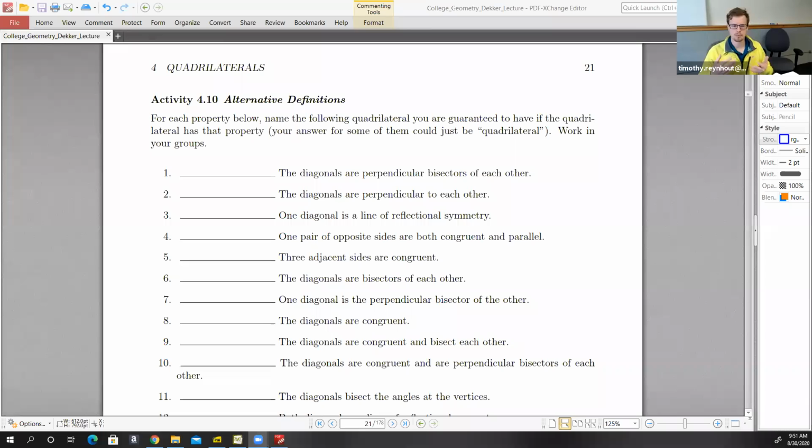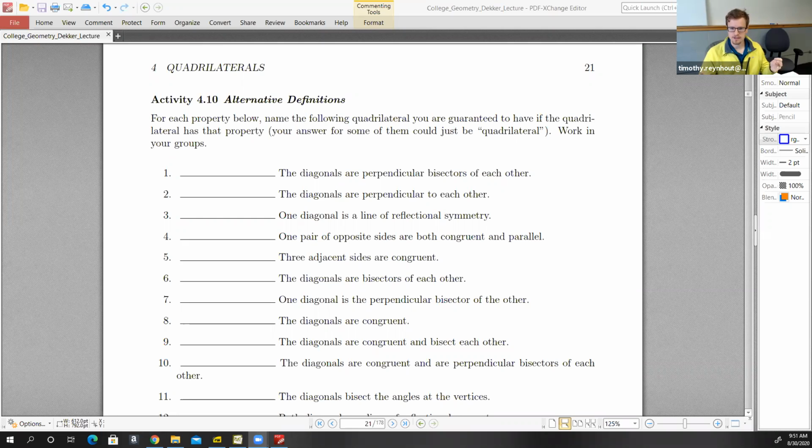Welcome back for one more conversation on quadrilaterals. We want to take a look at some alternate definitions, which is just another activity for us. So again, I'll start off by completing a couple of these, and then I'll allow you guys to finish the remainder of them.